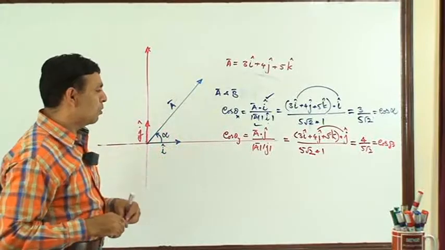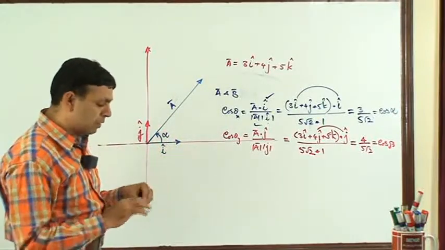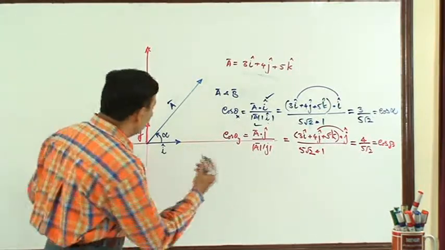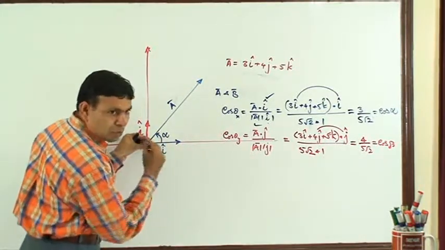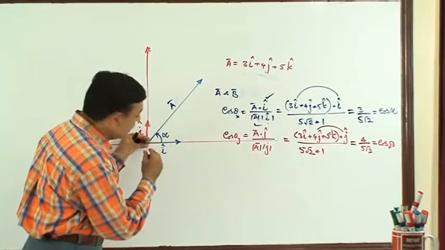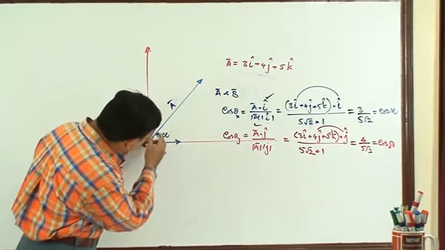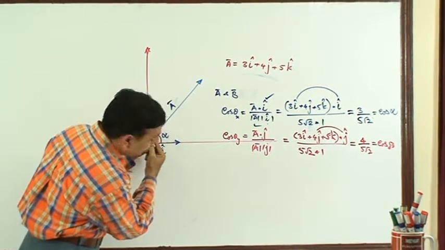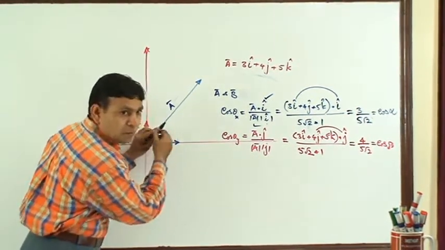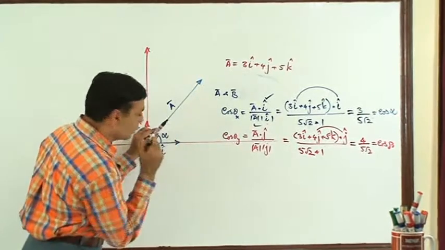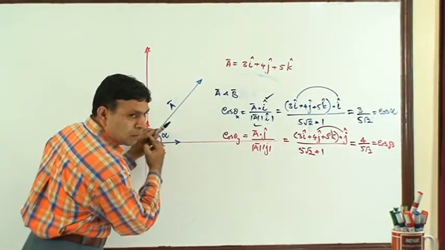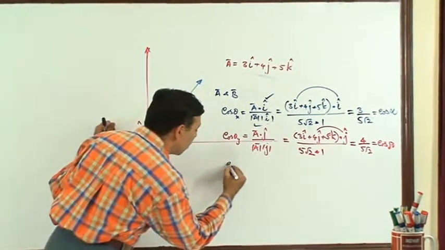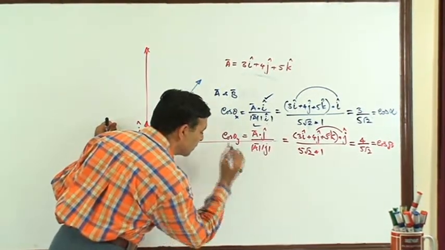Now let's find out what angle this vector A makes with the z-axis. The z-axis is out of the board, towards you, positive z-axis, and the vector is somewhere here. So they want this particular angle. This is vector A, this is the z-axis towards you, they want this angle vector A makes with the positive z-axis, gamma. I'll call it gamma, or cos theta z.